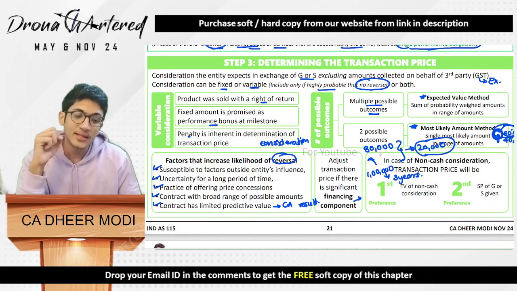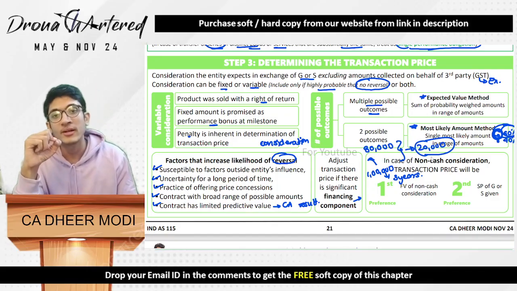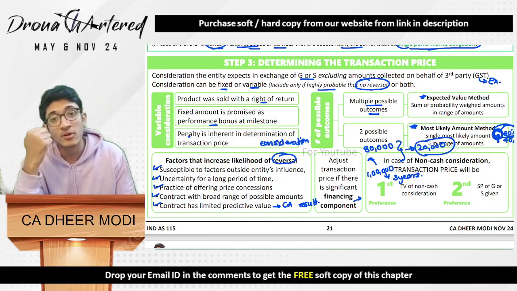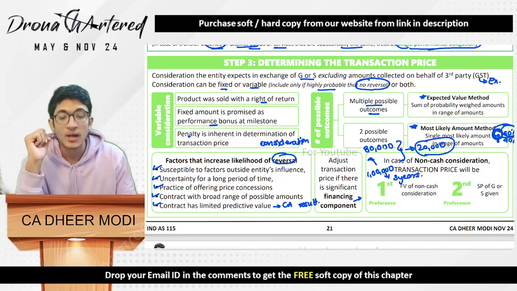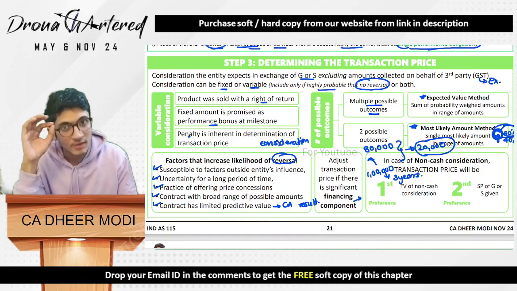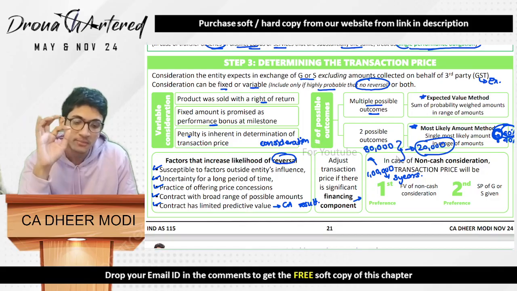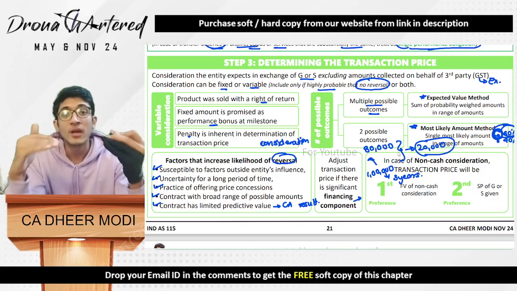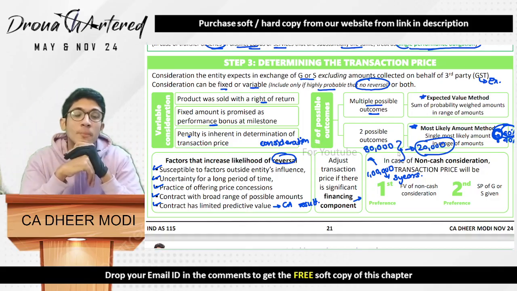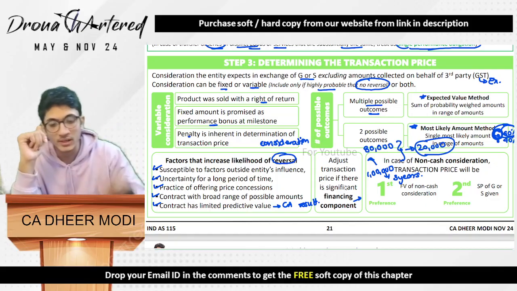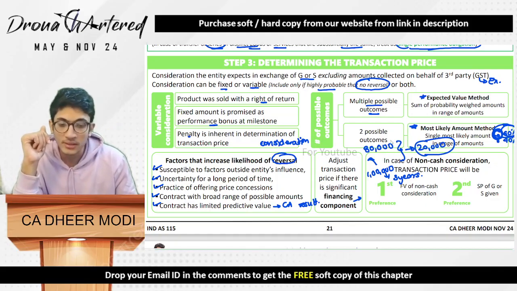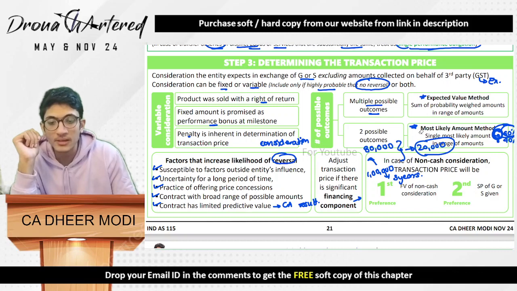So in such a case, only 80,000 should be recorded as revenue and 20,000 should be recorded as financing component. How do you do this? Whenever the payment term is more than 1 year, that means there is a financing component. You will have to bring the transaction value to present value using your discounting rate. Okay. So this 80,000, that is how you will be calculating.